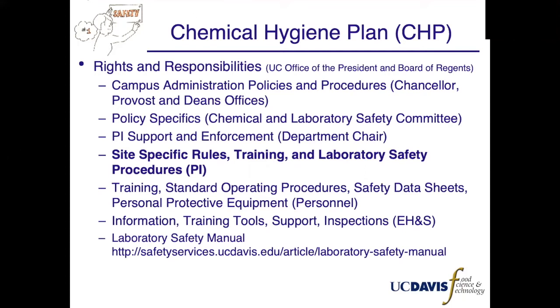Campus administration policies and procedures are the responsibility of the Chancellor, Provost, and Dean's offices. Policy specifics is the responsibility of the Chemical and Laboratory Safety Committee. PI support and enforcement is the responsibility of the department chair. Site-specific rules, training, and laboratory safety procedures are the responsibility of the PI. Personnel are responsible for taking the training, understanding standard operating procedures, reading safety data sheets of chemicals used in the lab, and wearing personal protective equipment.